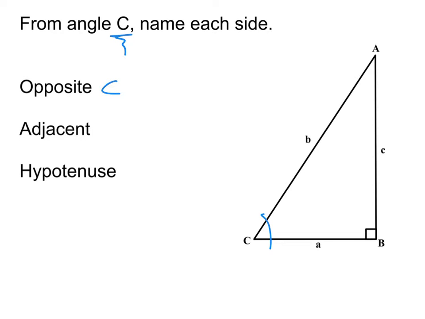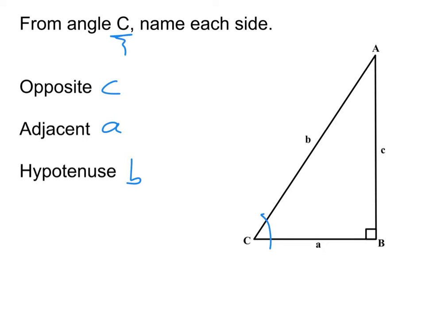Notice that is a lowercase c. Right, the adjacent and the hypotenuse. I will often identify the hypotenuse first because the hypotenuse is opposite the right angle, otherwise known as the longest side. That is B, meaning my adjacent here is A.